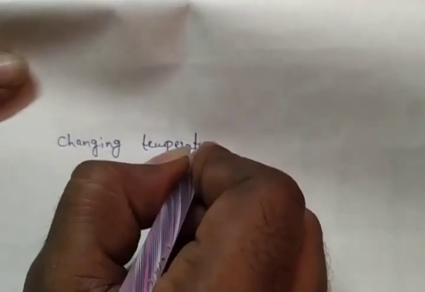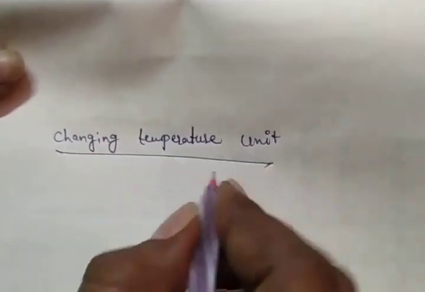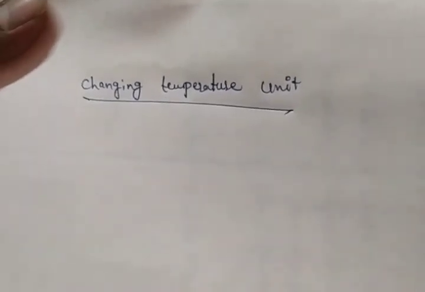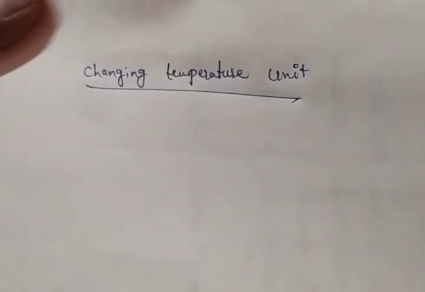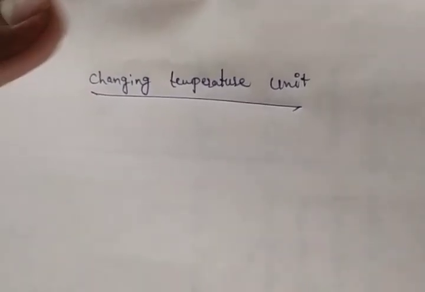Okay, now we are going to discuss changing temperature units. How do we change the temperature units? We already know the temperature units: degree Celsius and Kelvin. If they give the value in Celsius, how can we change it to Kelvin? Suppose they give the Kelvin value, how can we convert it into Celsius?